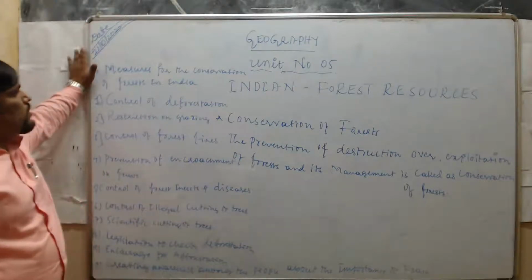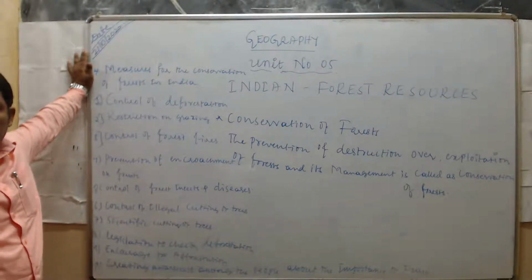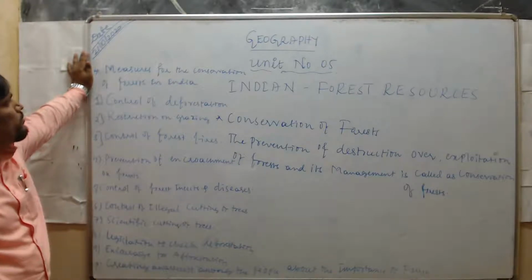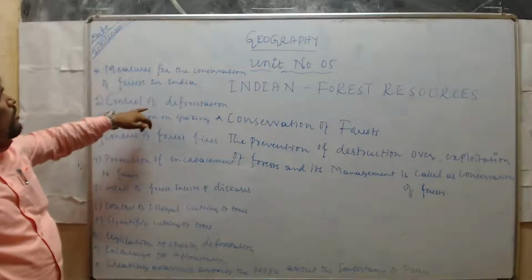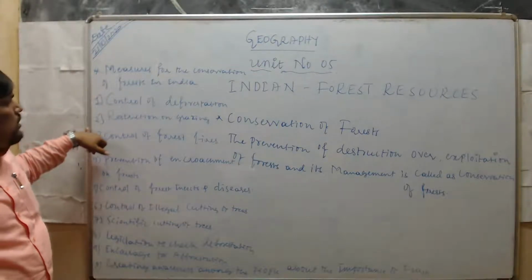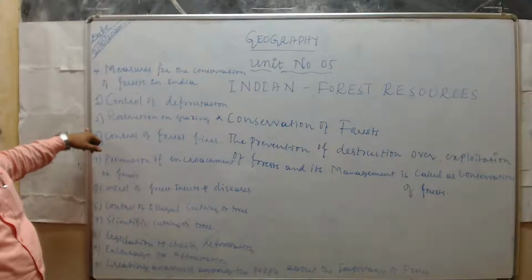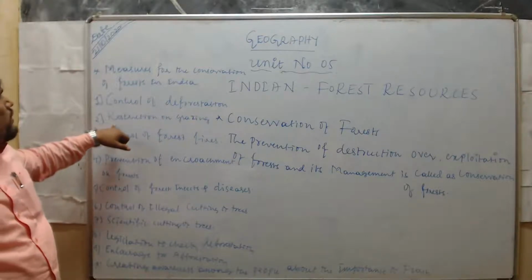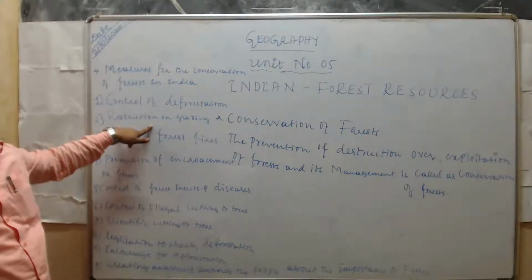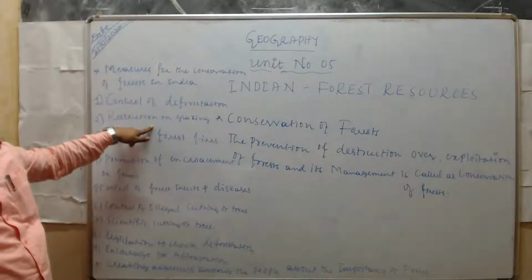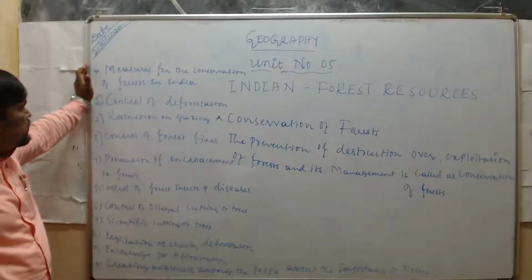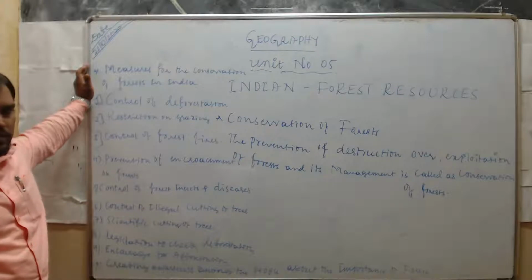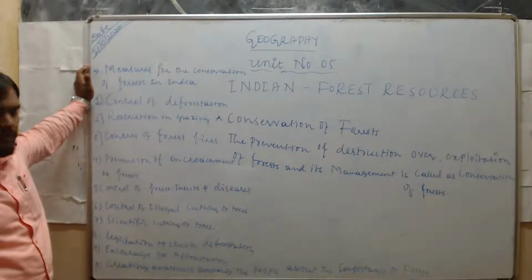What are the measures for the conservation of forests in India? Following are the important measures. First one, control of deforestation. Second, restriction on grazing of animals. We have to put restriction on grazing of animals in the forest area. Third, control of forest fires. We have to control the forest fire.